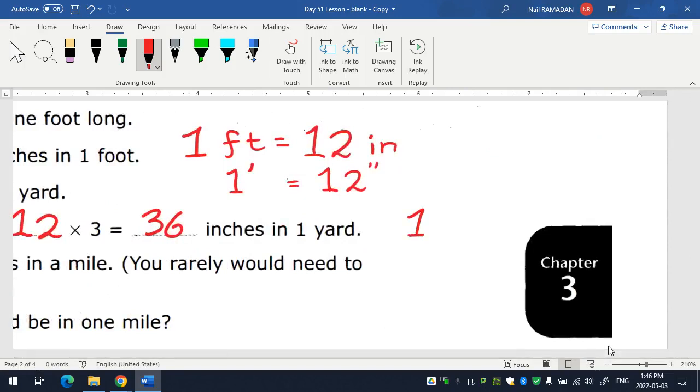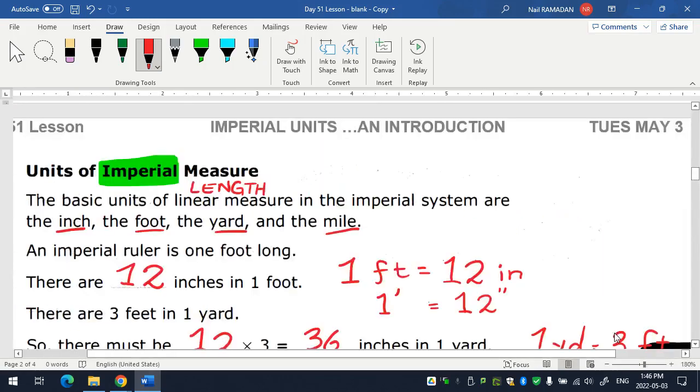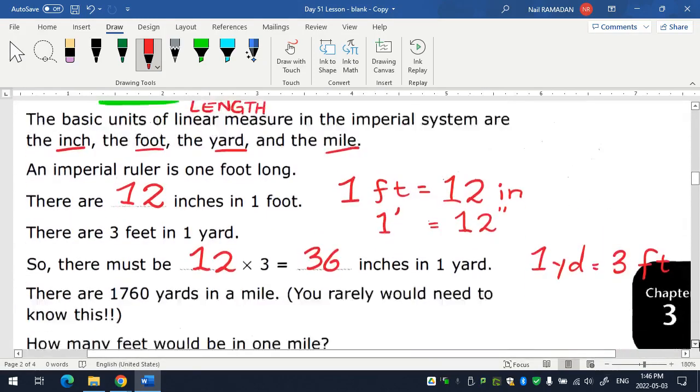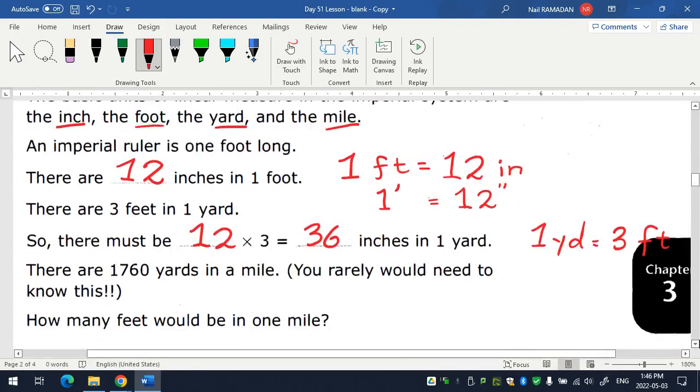Now, who knows the abbreviation for yard? It's Y, but does anyone know the second letter? D. Everyone, 1 yard is equal to 3 feet. Go ahead. 1 yard is equal to 3 feet. And there's no dash symbol for yard. The only dash symbols are for inches, 2, and feet, 1.